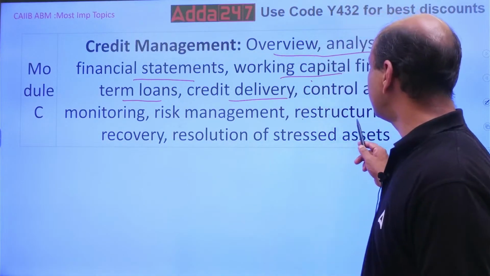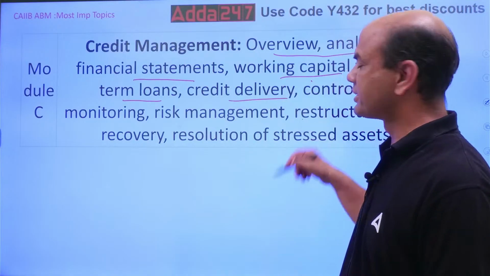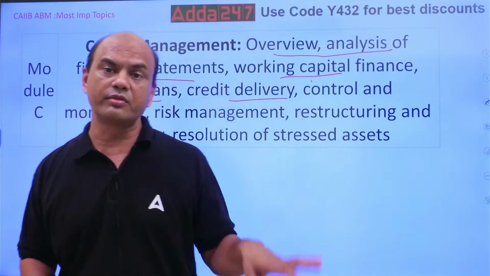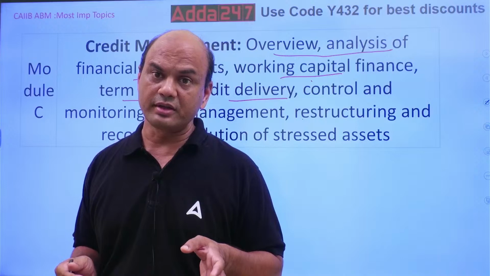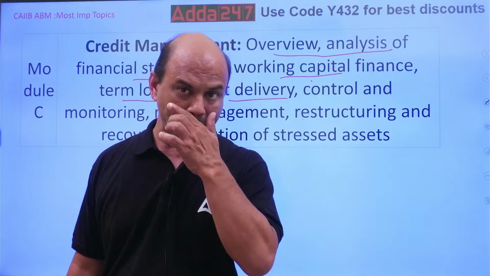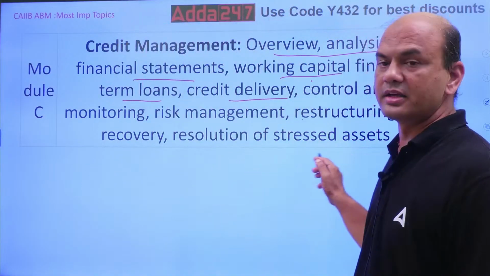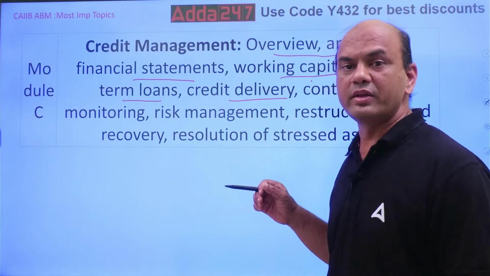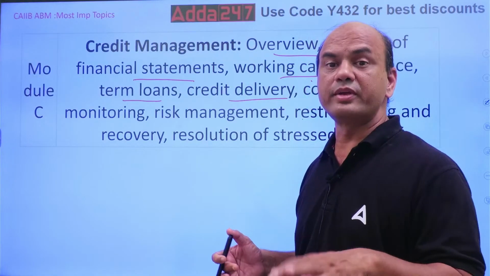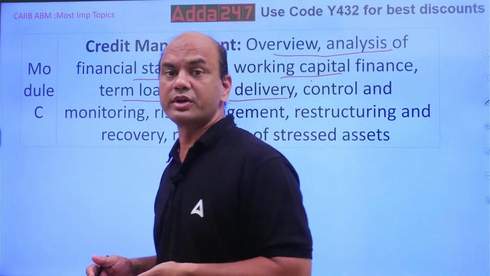Then restructuring and recovery. Okay. Restructuring, and these are the last two chapters. Restructuring and recovery. So where you have to go for recovery, what is restructuring, okay, what is rectification, these three topics will be covered over here. Okay. Again, difficult ones. Resolution of stressed assets. Resolution means, whenever any account becomes NPA, how do you resolve that? What are the various techniques? Okay, what are the various methods for resolution?